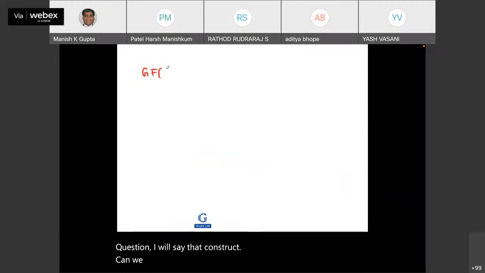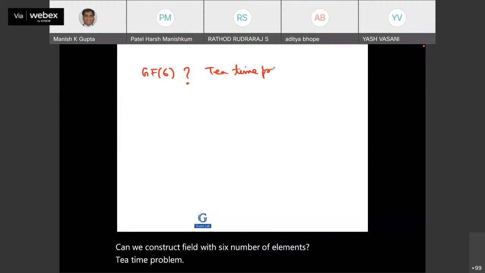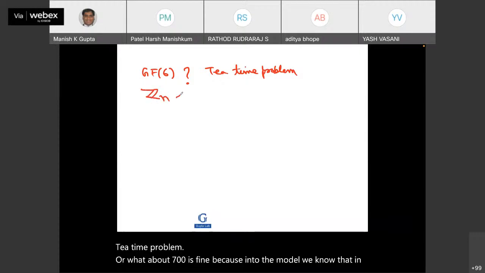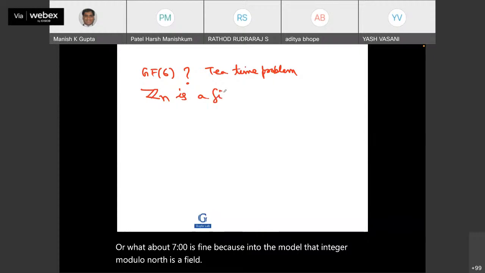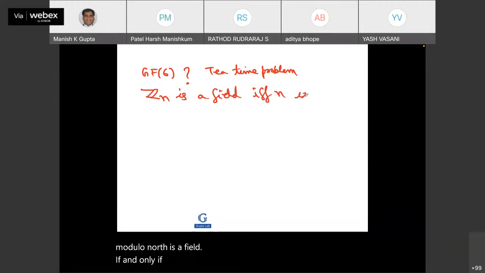Can we construct a field with 6 elements? Tea-time problem. Or what about 7? It is fine, because we know that integers modulo n form a field if and only if n is a prime number, right? So 7 is a field.